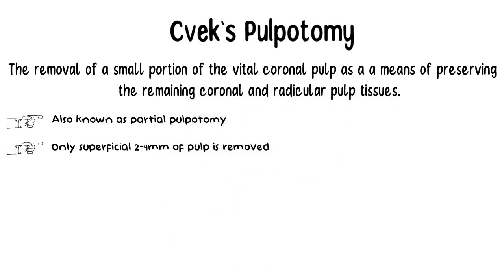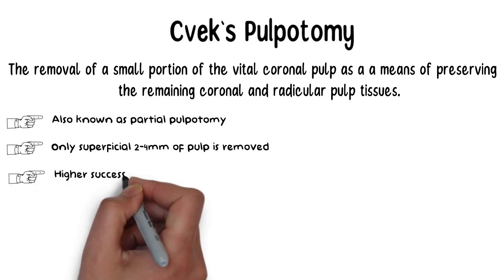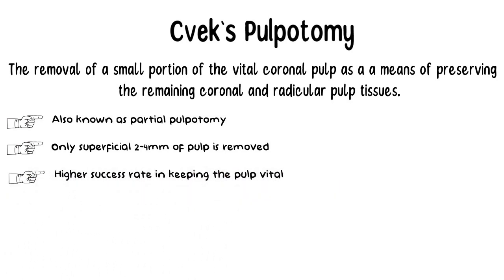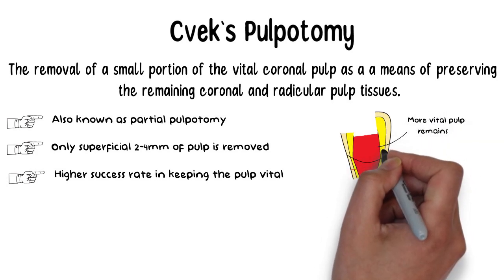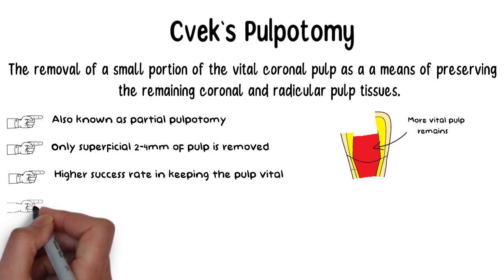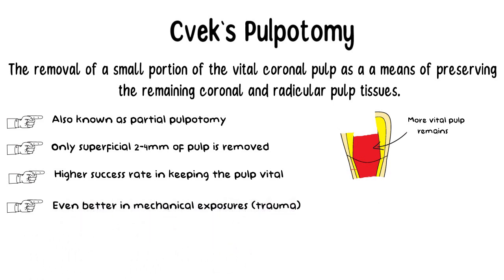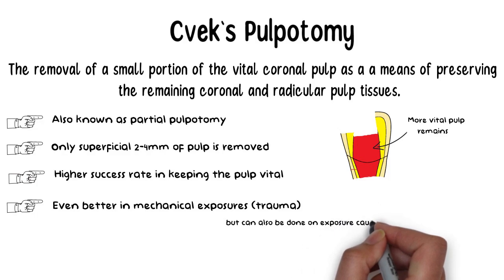This technique of partial pulpotomy has a much higher success rate in keeping the pulp vital later onwards as opposed to conventional pulpotomy, as in Cvek's pulpotomy more of the vital pulp is left in the tooth. The success rate is even better when pulpotomy is performed in teeth with mechanical exposures that are caused by trauma or something similar, rather than those exposures that are caused by caries.